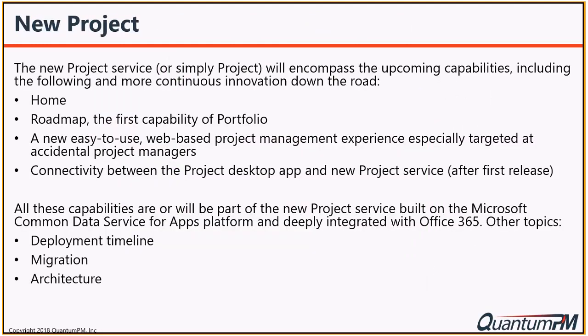Okay, this is a slide that I pulled together from press releases that Microsoft has put out around the project service, or they call it Project. These are the main capabilities that are going to be coming out: Home, Roadmap, which is the new capability of portfolio, a new web-based project management experience for accidental project managers, and the connectivity between Project and the desktop. So if you've got a desktop version of 2016 or 2019, there'll still be connectivity with it.